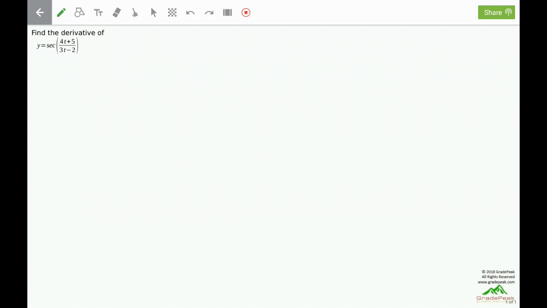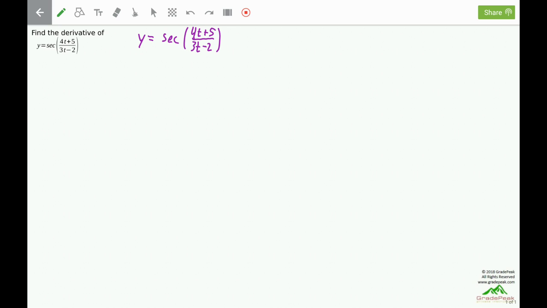Find the derivative of y equals the secant of (4t plus 5) over (3t minus 2). So y here is the trig function of an entire expression, which itself is a quotient, 4t plus 5 over 3t minus 2, which hints at how to take the derivative. Since we have the trig function as the outermost function, we're going to start with the derivative of that.